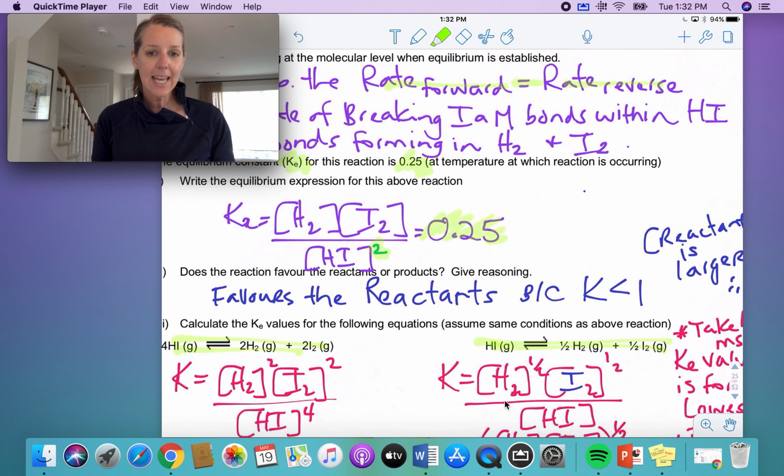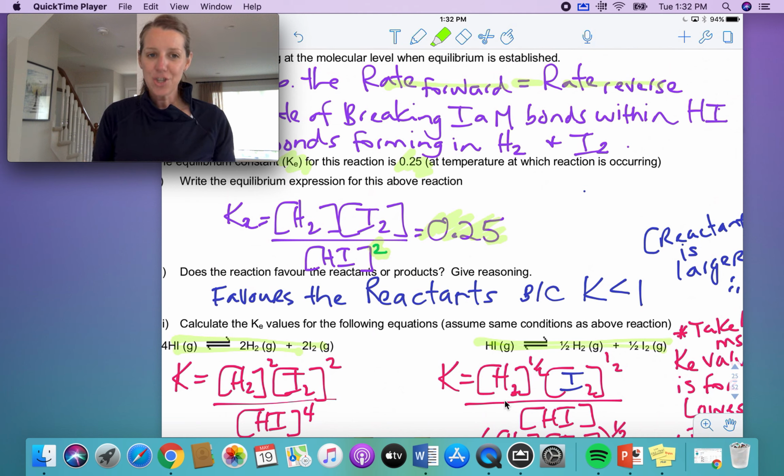Okay, now what does it mean? Remember, what does that K value mean? If it's less than 1, equal to 1, or greater than 1, it just tells you a little bit about the concentrations at equilibrium. In this case, if our equilibrium constant is less than 1, it simply means that the concentrations of the reactants are going to be a bigger number, because you're going to have a bigger number on the denominator part of the equilibrium expression. That's all that it means.